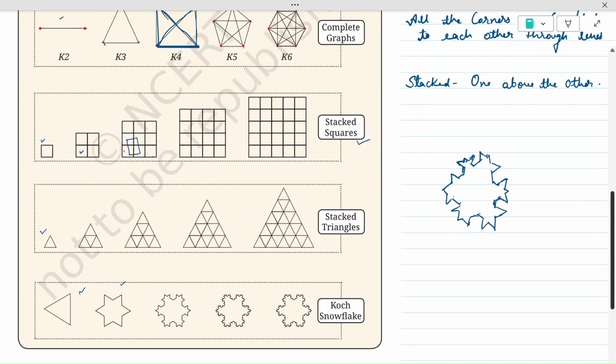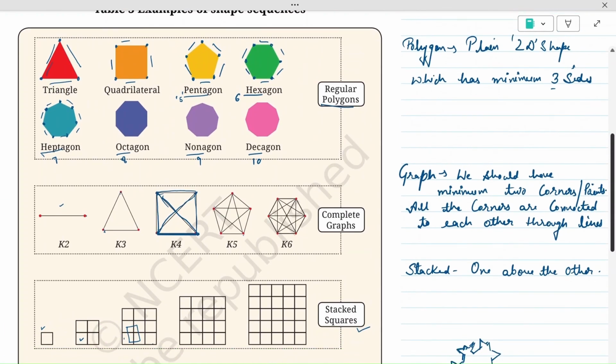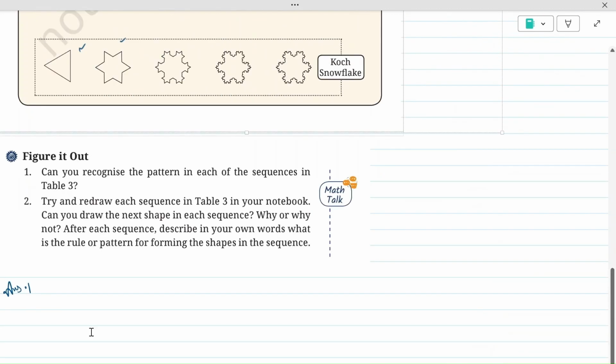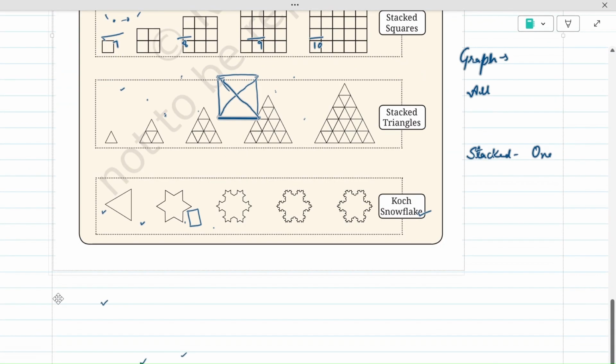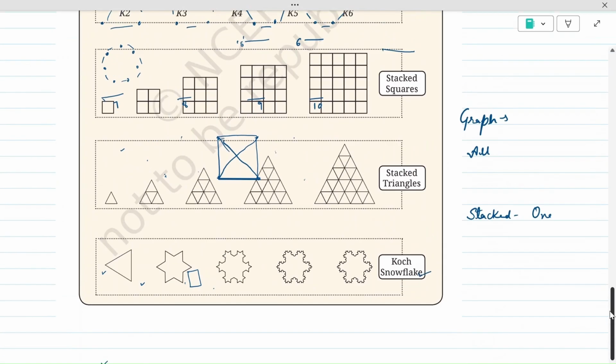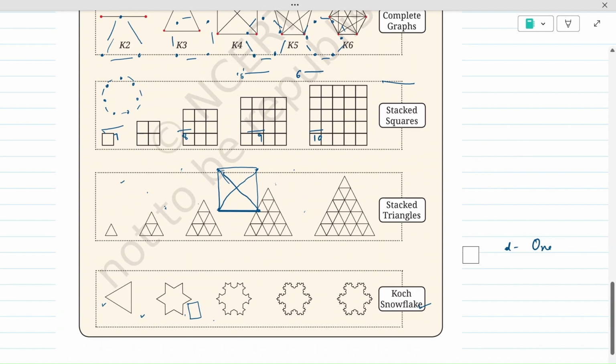Okay, and since we have done this, I'm doing one thing. Let me just copy this figure here. It will be a much faster and easier way.